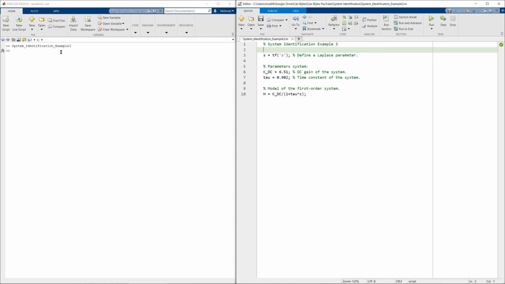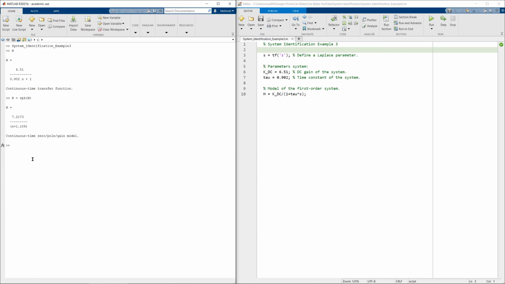So let's run this. I have now run this, and you can see that this is running. Let's check our transfer function h, which is given by this. So you can see 6.51 over 0.902 s plus 1. I can also have it in a little bit different form, such that you can see the pole of the system. So I can do h is equal to zpk, zero pole gain, you can see this, and I have then this expression. Now you can see directly that the pole is at approximately minus 1.11.